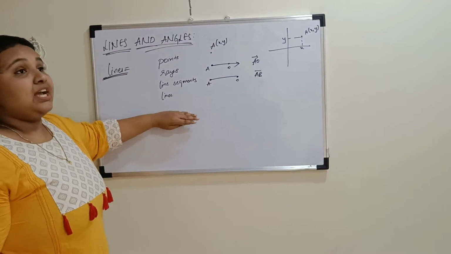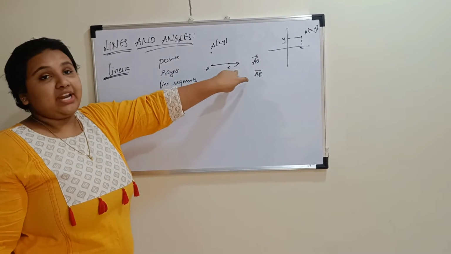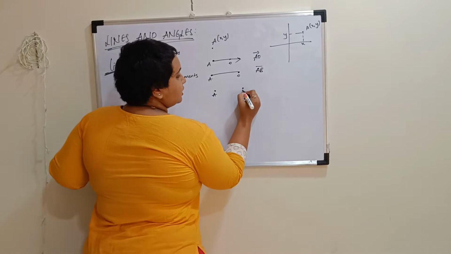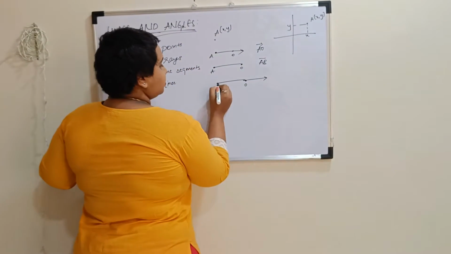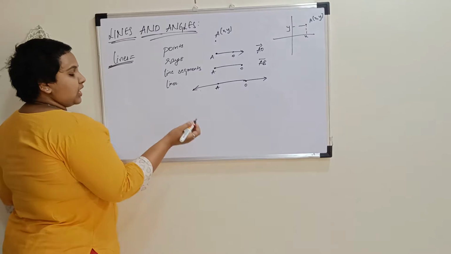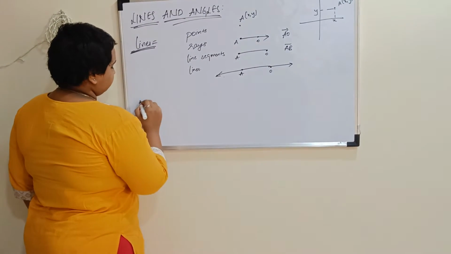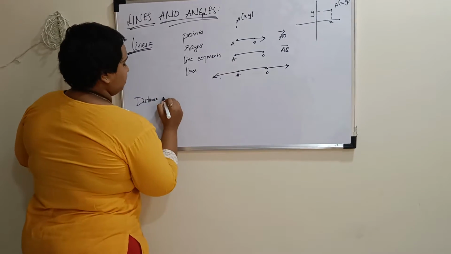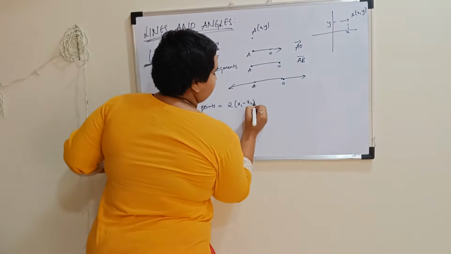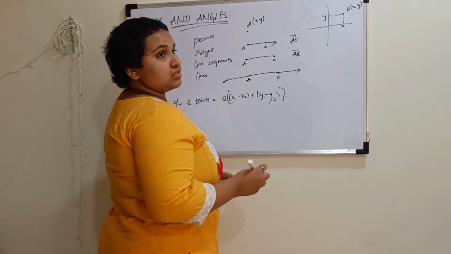Now, let's come to the line. A line is something which is extended in both directions infinitely. In a ray, we only extend the segment in one direction, but when it comes to lines, we extend it in both directions. So this is point A and this is point O. This is our line segment. I'm extending this in this direction and also in this direction. This is called a line. For lines, we have one definition: the distance between 2 points is the square root of (x1 minus x2) squared plus (y1 minus y2) squared. This is about the lines.